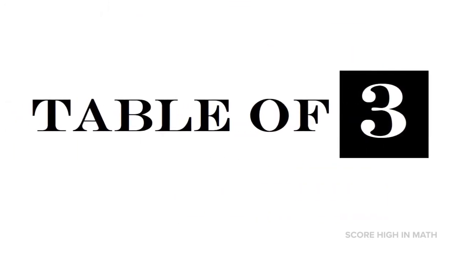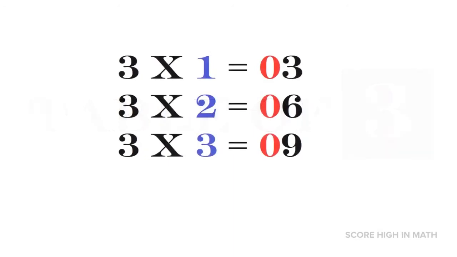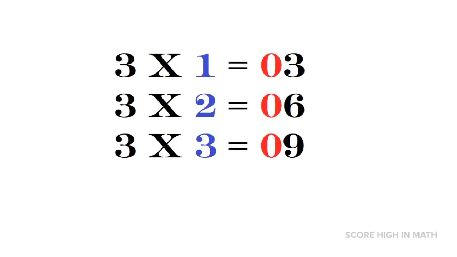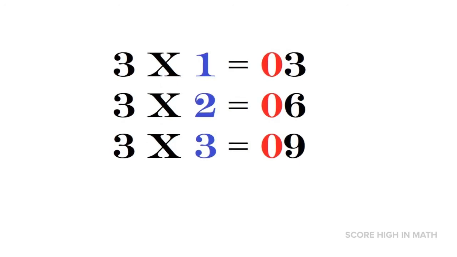Let's move to the table of 3. 3 times 1 is equal to 3. 3 times 2 is equal to 6. And 3 times 3 is equal to 9. You can notice on the answer that you're just going to add 3 in each number. 3 plus 3 is equal to 6. And 6 plus 3 is equal to 9.